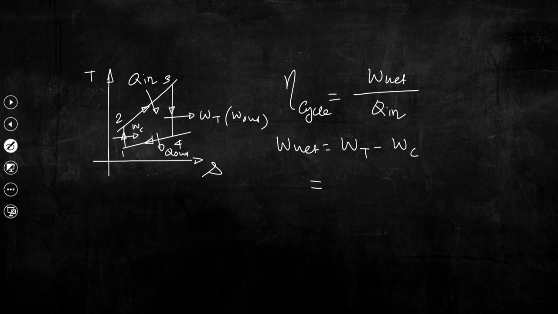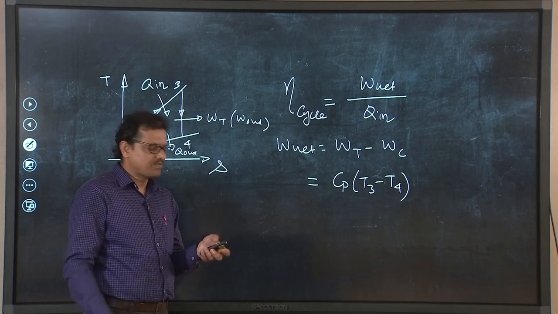You can see from this T S diagram that it is C p into T 3 minus T 4. We are assuming that C p, as I said, in real application it would be correct if we consider the average value of C p and gamma. Because these processes 3 to 4 and 1 to 2 are mathematically represented by the relation P v to the power gamma equal to constant, and this gamma should be taken as average, because in the expansion and compression process gamma will change.